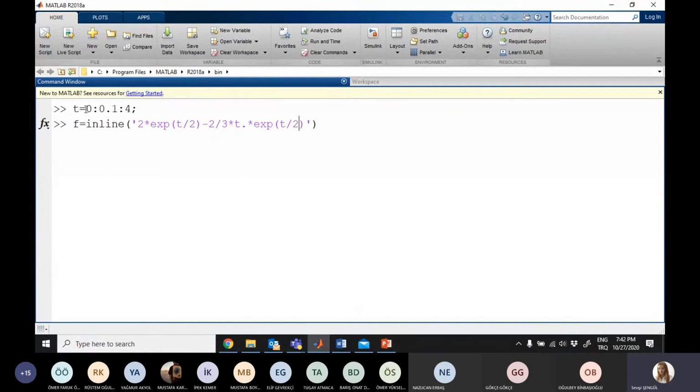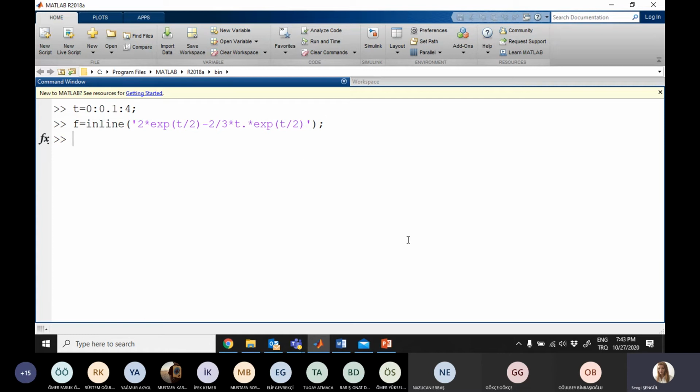Now, since t is given as a vector, I put a dot before the multiplication because I want to do element-wise multiplication between t and these exponential values. Because this is going to be a vector, and this is going to be a vector, and I don't want vector multiplication. I want element-wise multiplication, which means multiply the first element of t with the first element of the exponential. That's why I am putting a dot in there.